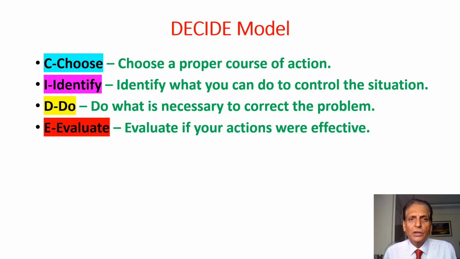C is choose. Choose a proper course of action. I is for identify. Identify what you can do to control the situation. And next is D. D is for do. Do what is necessary to correct the problem. And E is to evaluate. Evaluate if your actions were effective.